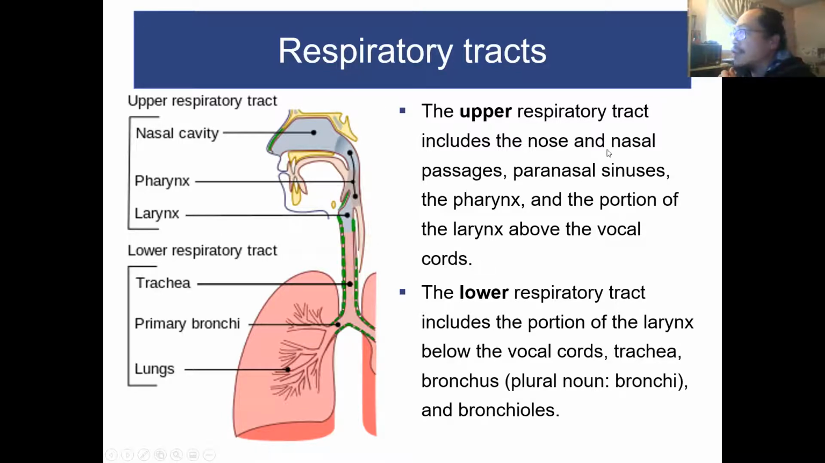So that's a quick question. Okay, what separates the upper and lower? What are the parts of the upper? What are the parts of the lower? Nasal cavity and pharynx are the upper. Trachea, bronchi, and lung are the lower respiratory tract.